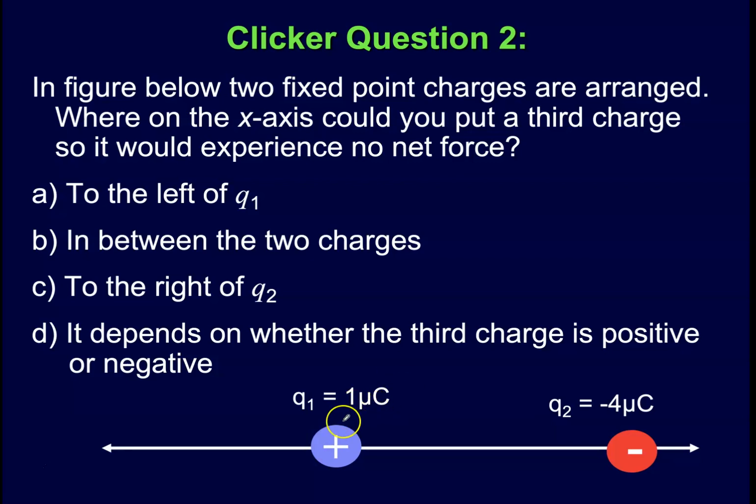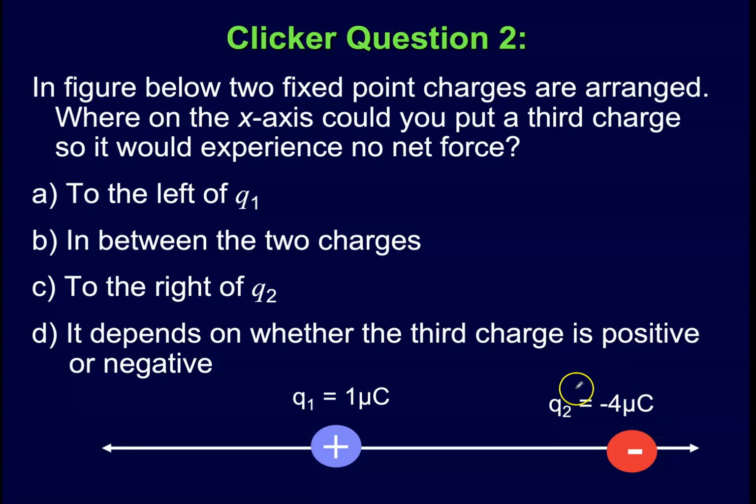The choices are to the left of Q1, in between the two charges, or to the right of Q2, and it depends on whether the third charge is positive or negative. Just like last time, stop here, think about this, possibly talk with a friend if you can, and I'll tell you more about it in a second.